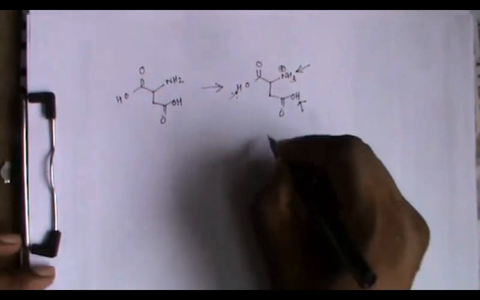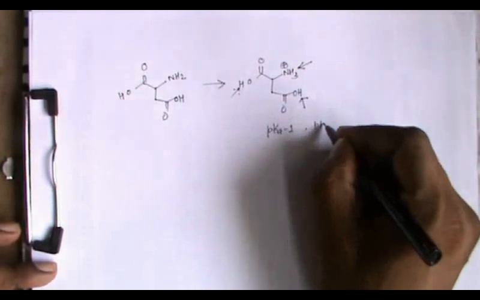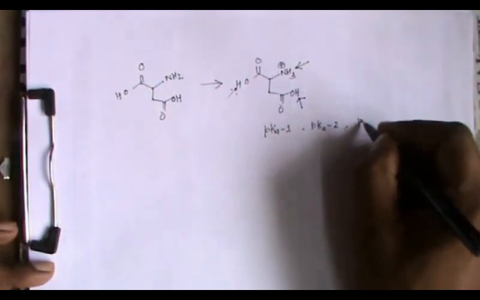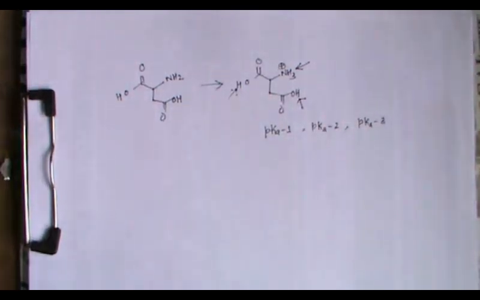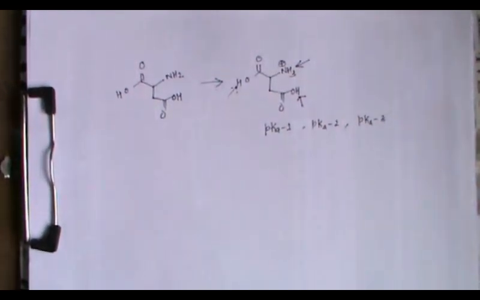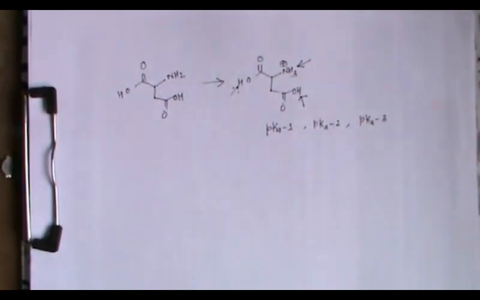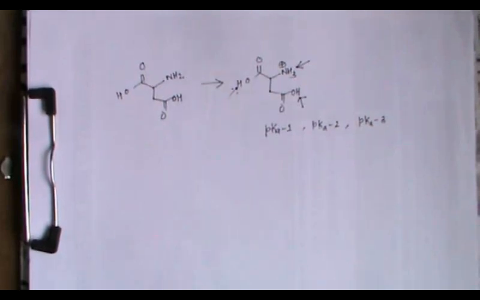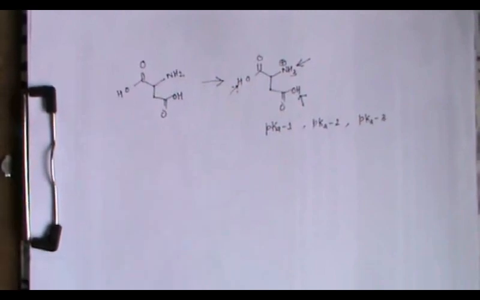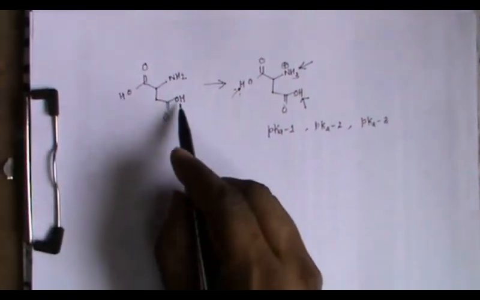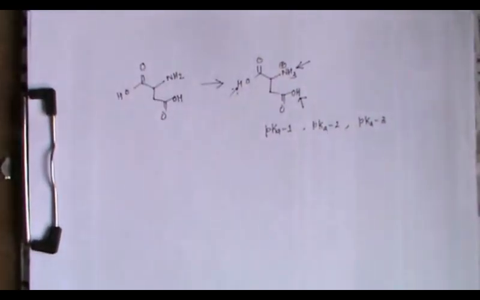So for this compound, we can have pKa1, pKa2 and pKa3. In that case, how do we identify the isoelectric point? Generally, students add all these 3 pKa values, divide by 3 and get the pI value. That is wrong. When you have 2 carboxylic acid groups, you have to take the pKa values of these 2 carboxylic acid groups, add them and divide by 2.